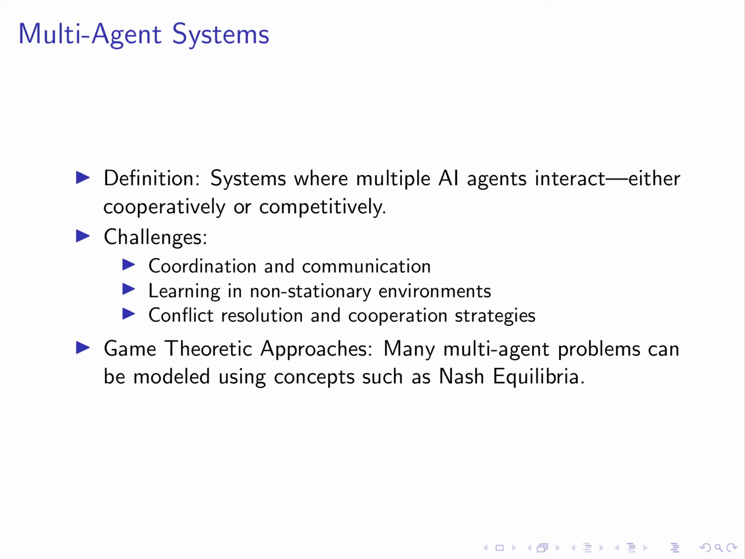In these systems, several challenges arise: coordination and communication. How do agents share information and work together? Learning in non-stationary environments. Since other agents are learning and evolving simultaneously, the environment isn't static. Conflict resolution and cooperation, balancing competitive and cooperative strategies. Many of these challenges can be addressed through game-theoretic approaches, such as finding Nash equilibria, which help us understand and predict the outcomes of these interactions.